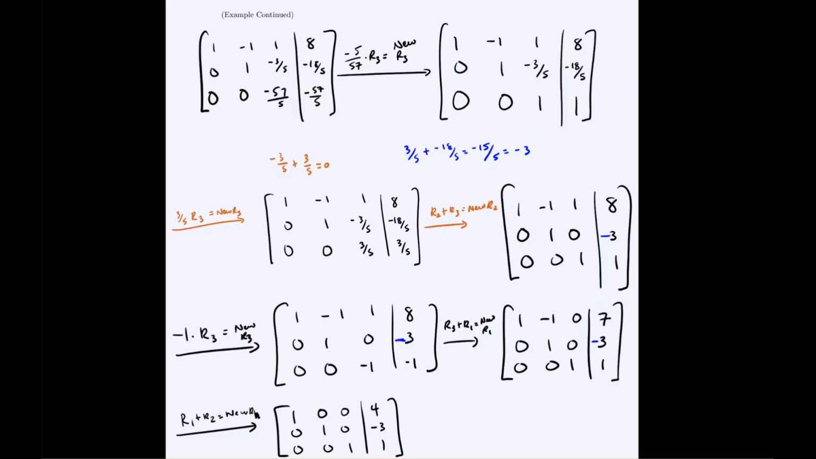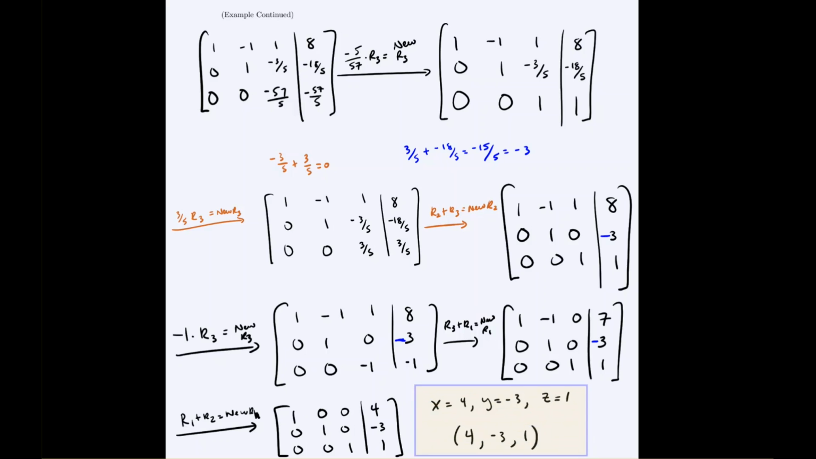Now that we've met our goal where this is what the left side looks like, we can immediately read off our answers. X equals 4, y equals negative 3, z equals 1. And you could write your answer as like x equals 4, y equals negative 3, z equals 1. You might also see it as an ordered triple, 4, negative 3, 1. Both of these are valid ways to write out your answer. So we've solved the system of equations in 3 variables.